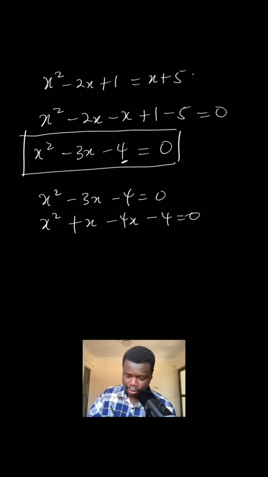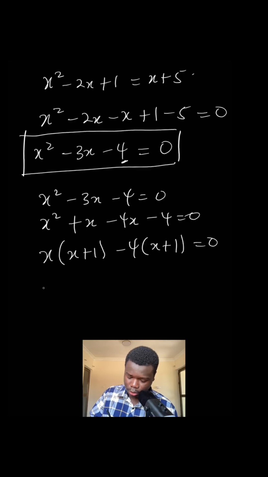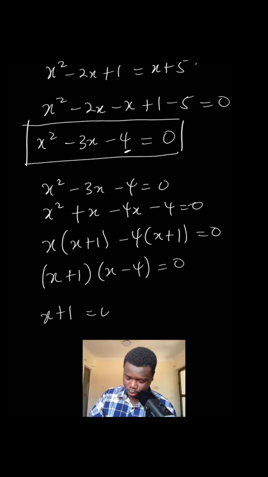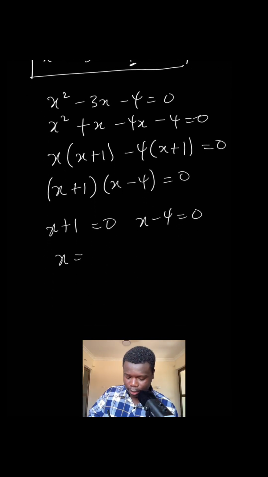So we can now factorize. x out, x plus 1, and then negative 4 out, x plus 1 equal to 0. So x plus 1, x minus 4 equal to 0. So what happens? x plus 1 equal to 0, x minus 4 equal to 0. So the value for x here is negative 1, and the value for x here is 4. So the values for x are negative 1 and 4.